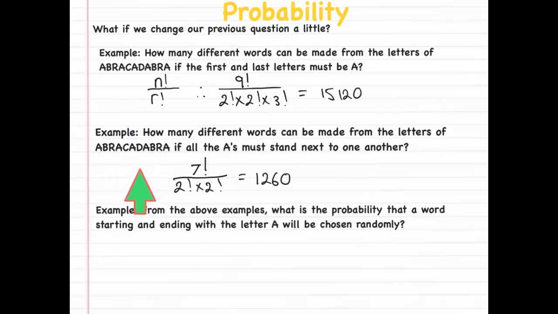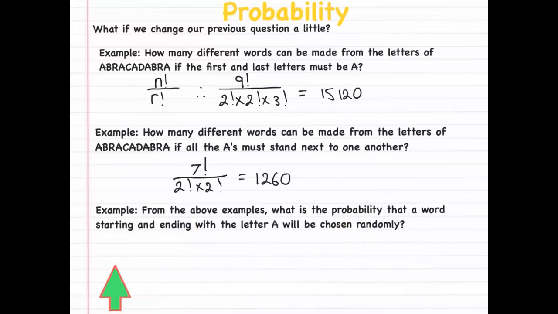They form one group. Okay, so do you see what we do when we bunch the A's? Because we're simply moving them as a group. Okay, now let's look at this final example. From the above examples, what is the probability that a word starting and ending with the letter A will be chosen randomly? Now, it's so important that you understand this question because we want to know the probability.